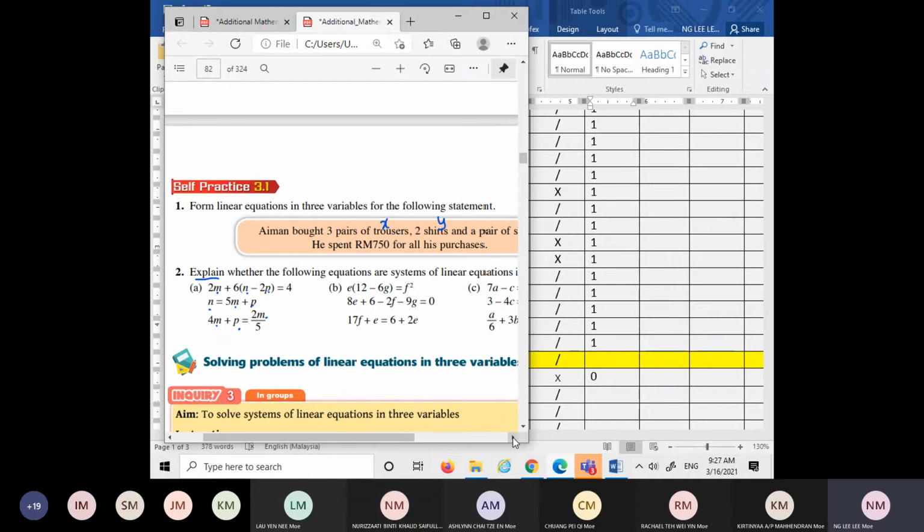No, because the first equation, the variable f has a power of 2. Okay, very good. Because here, this is power of 2. So the answer is no.